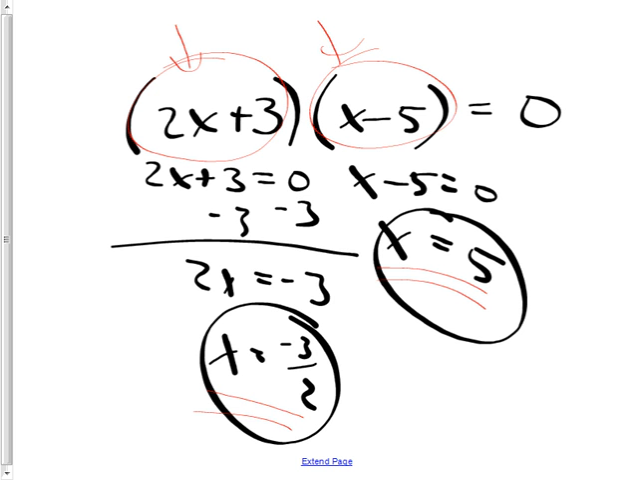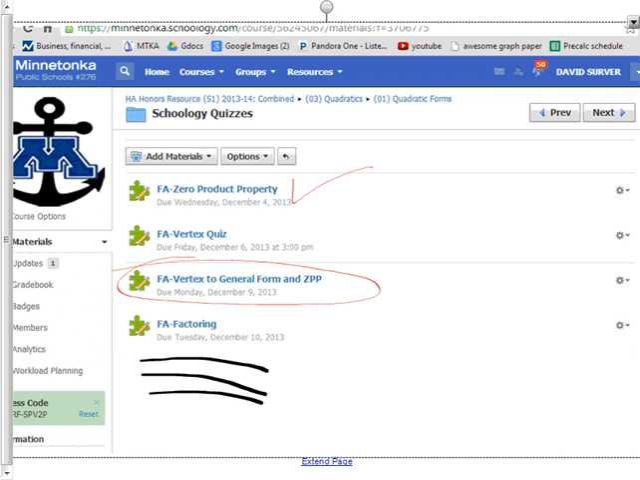Okay, so there's a little review for you. Got a little quiz right now. Go ahead and take the one called vertex to general and ZPP. No, it's in the anchor one. Looks like this. Vertex to general and ZPP.